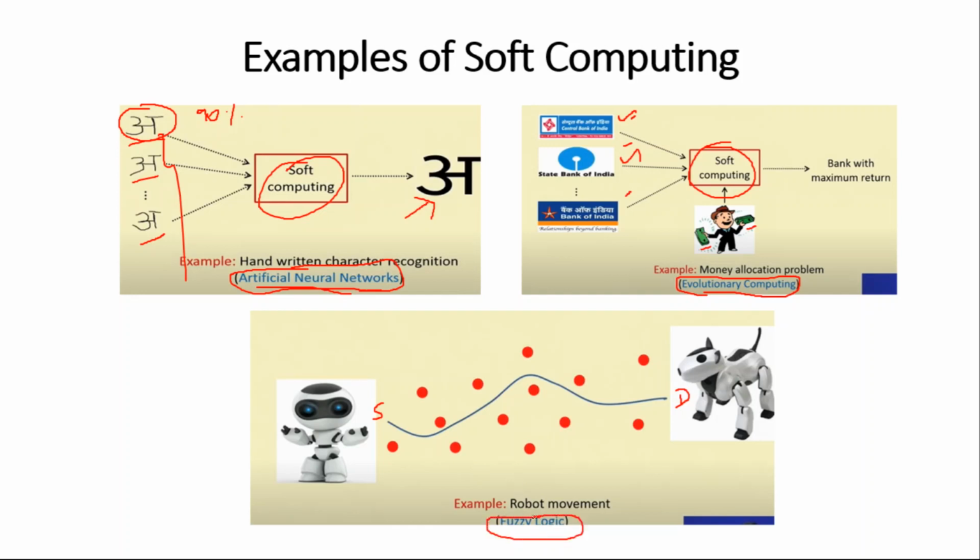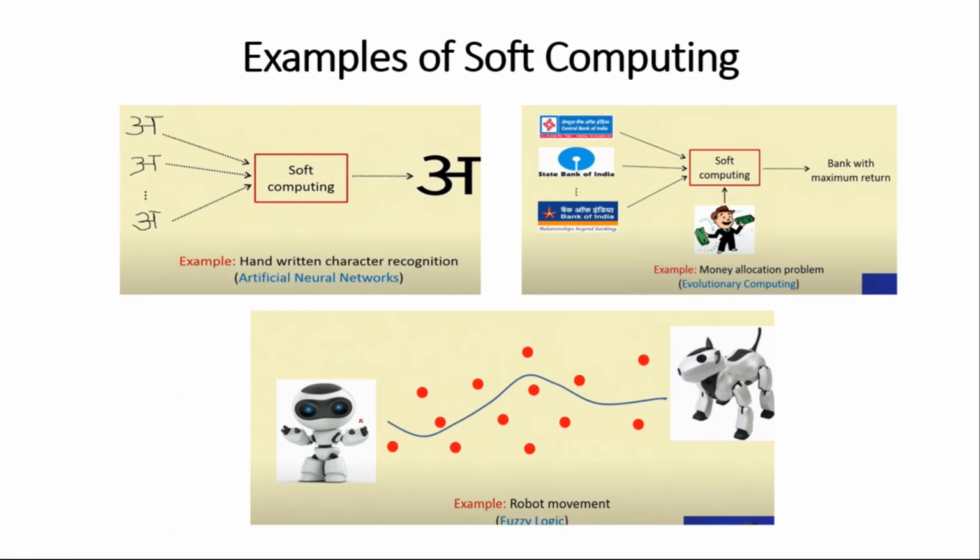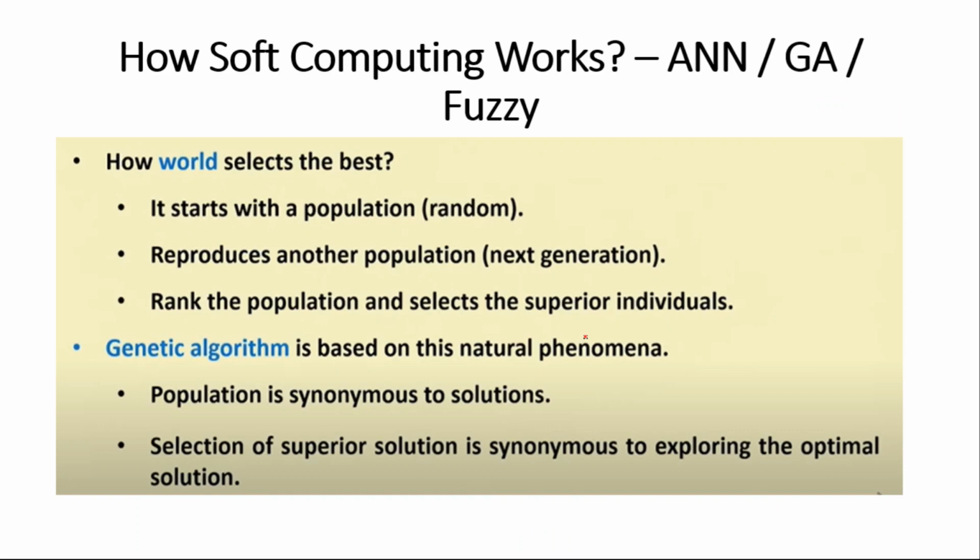So these are various techniques of soft computing: neural networks, evolutionary computing, and fuzzy logic. Evolutionary computing basically uses something called probabilistic reasoning. There is also something called genetic algorithm, which is also one type of soft computing. How does genetic algorithm work? It starts with a random population.